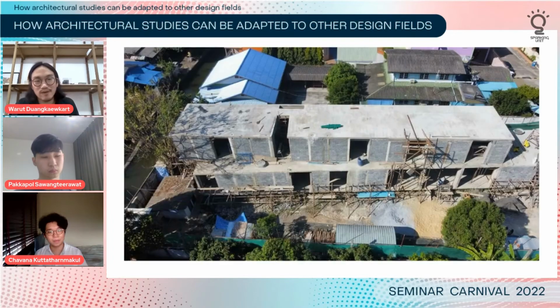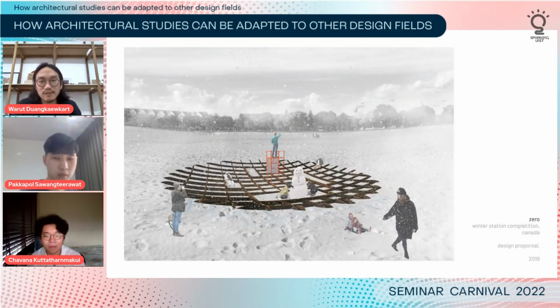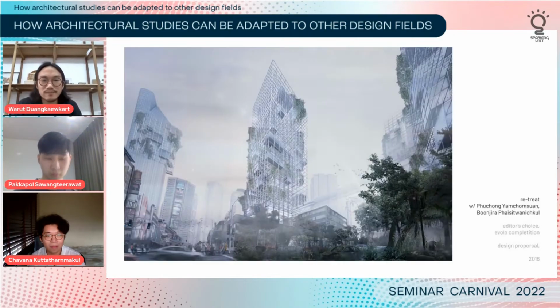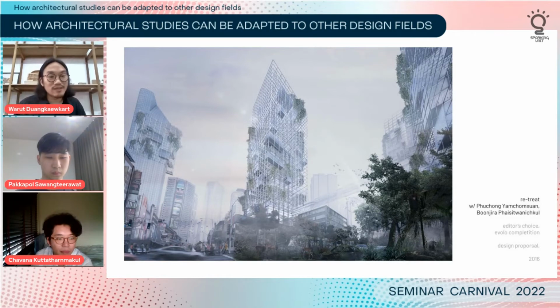And if you look at the outcome, the line and the proportion are kind of developed from the visual artwork. Yeah, and before architecture, I had some competitions, just showing. Like this one is the Evolo skyscraper competition, where we got an editor's choice from that year. On this one I was working in a team, but my main part was to share ideas, to develop the concept, and to develop how to narrate the project.